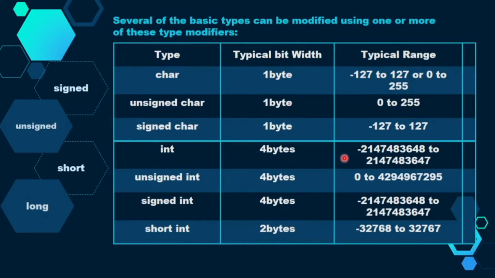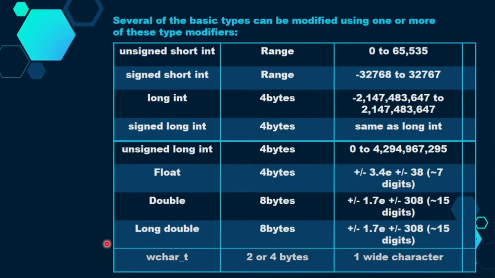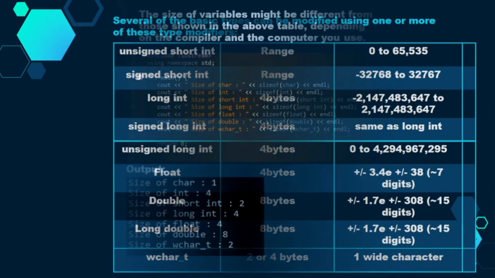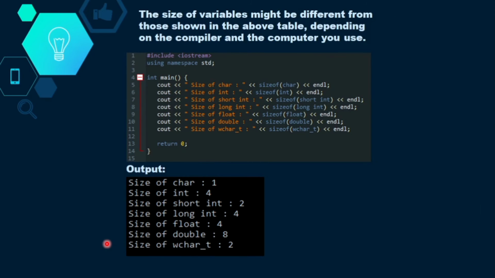Several of the basic types can be modified using one or more of these type modifiers: signed, unsigned, short, and long. So you can pause the video, guys, if you want to read all of these. So here is the example. The size of variables might be different from those shown in the above table, depending on the compiler and the computer you use.